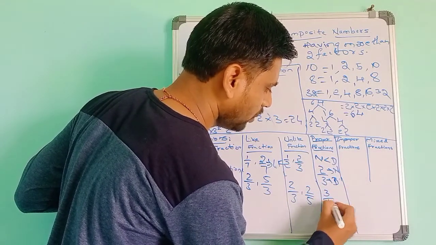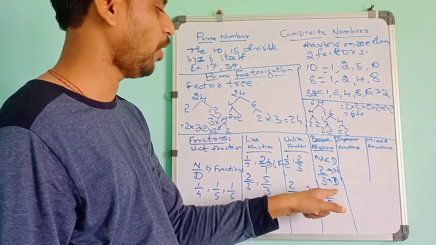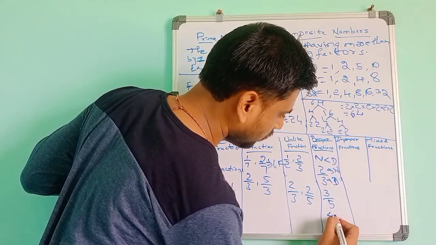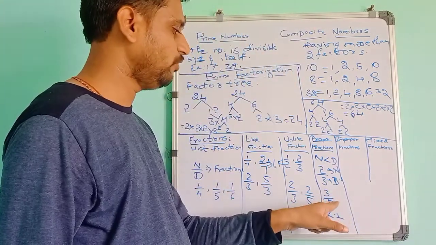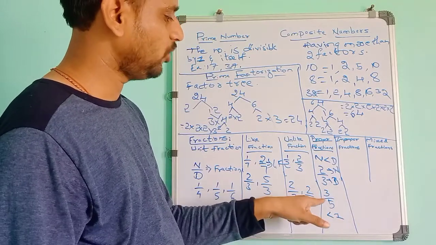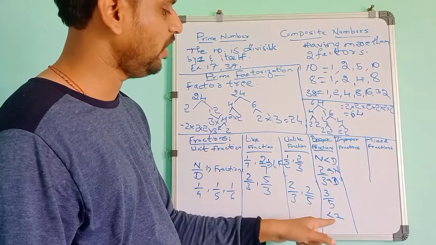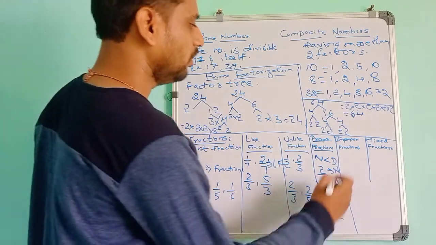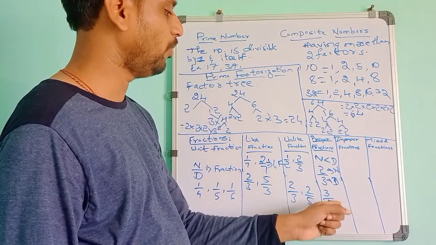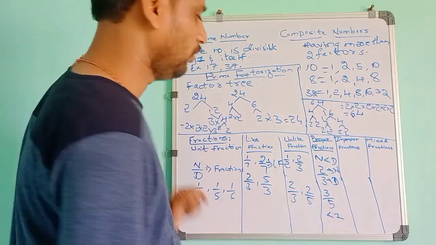Again you take another example: 3 by 5. Here also 3 is lesser than 5. So the numerator is lesser than the denominator, so it is also a proper fraction. In proper fractions, the value will always be less than 1, because 5 by 5 is 1, and 4 by 5 is less than 1. So until the numerator equals the denominator, it will become 1, but before that the values will always be lesser than 1. So in a proper fraction the numerator is smaller, the denominator is greater, and the value will always be lesser than 1 only.